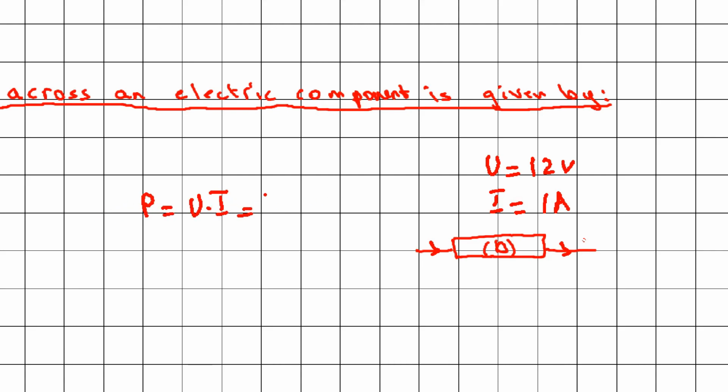So the value of U is 12 and the value of I is 1, and this will give us 12. Since U is in the SI, which is volts, and I is in the SI, which is amperes, the value of P will be in the SI, which is given by watts. So the unit of the electric power in the SI is watts, and its symbol is capital W.